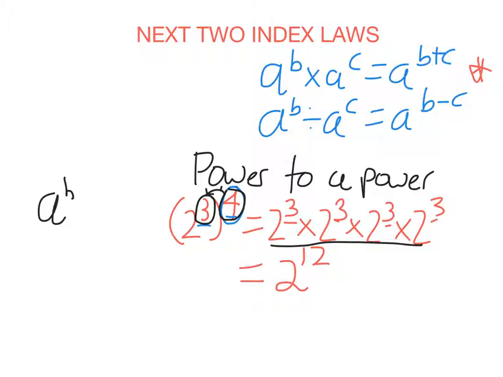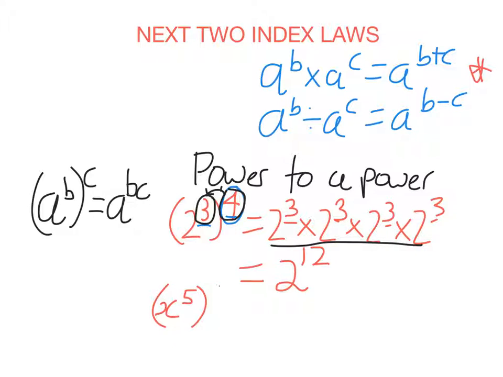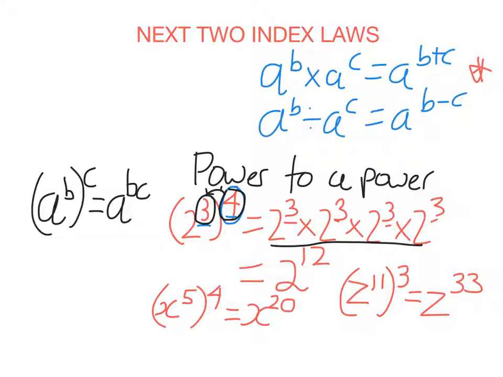If you have a power raised to another power, again you keep the same base and just multiply the two powers together. Let's look at a few examples. Let's say I have x to the power of 5 to the power of 4. Don't tell me that's x to the power of 9, because we're not adding the powers, we're multiplying them. So that would be x to the power of 5 times 4, which is 20. Let's say I have something like z to the power of 11 to the power of 3. I keep the same base and just multiply the two powers. How easy is that?